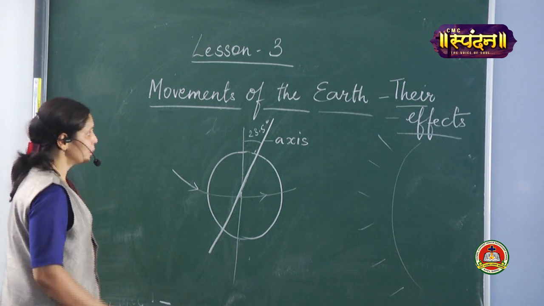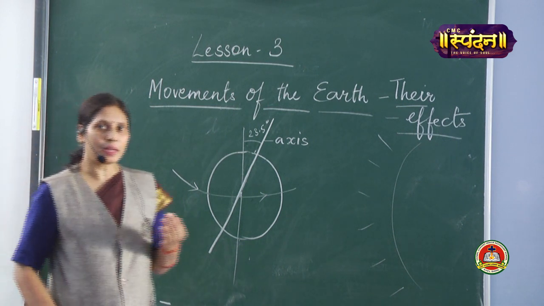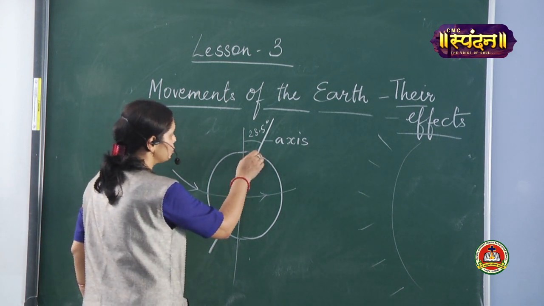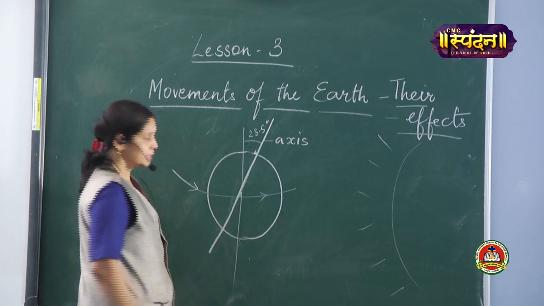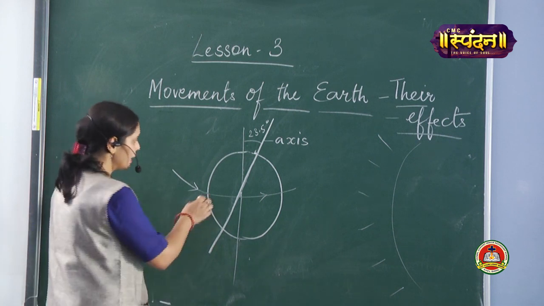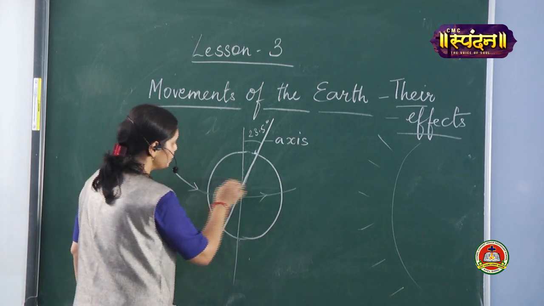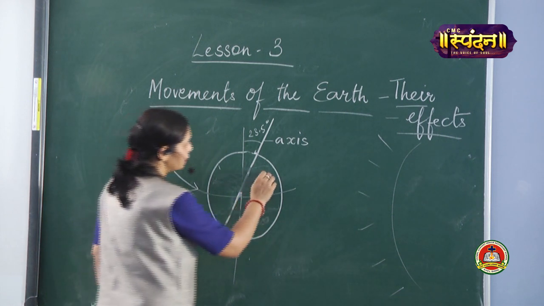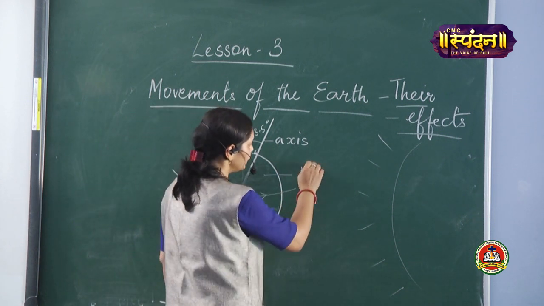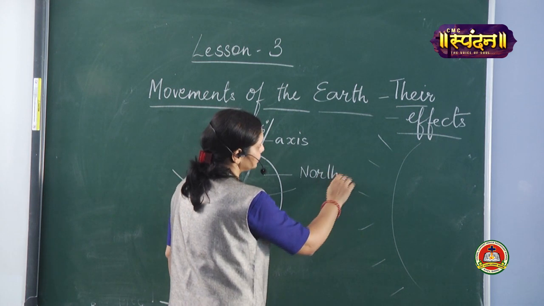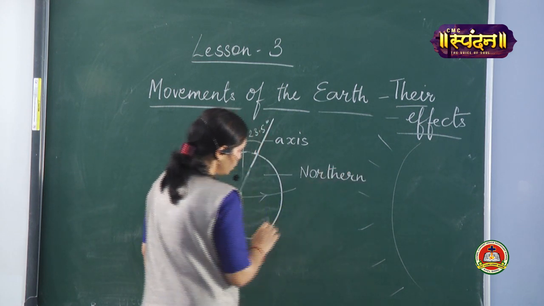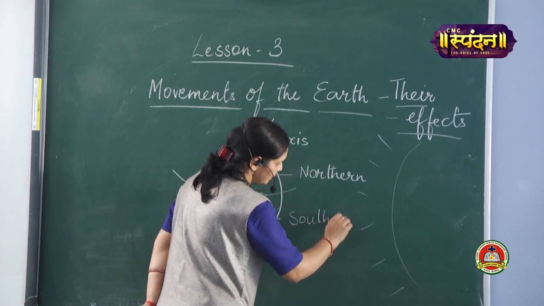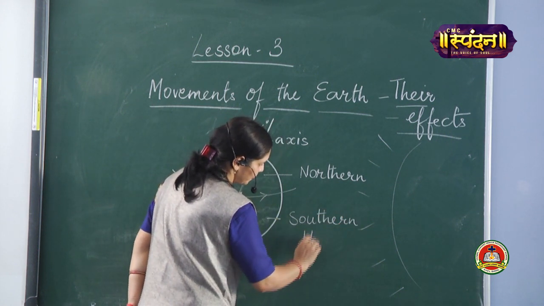Okay. So there are a few more terms to understand, like what are poles. The 2 endpoints of the earth are known as poles, and the 2 halves, you can see, this is one half and this is the lower half. The upper half is known as the northern hemisphere, and the lower part of the earth is known as the southern hemisphere.